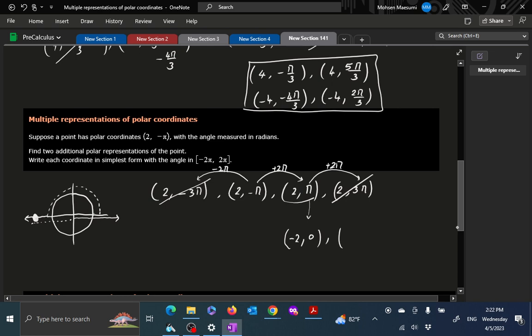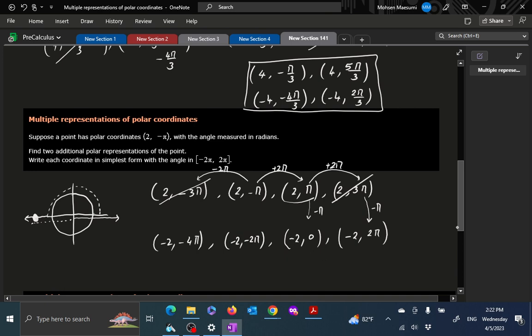Okay, now I can add 2 pi to this thing, so it becomes minus 2 and 2 pi. So the other option I had was to subtract pi from that one. Minus pi brings me to 2 pi. If I go to the left of this thing, I will have minus 2 and minus 2 pi. And then left again, I will have minus 2 and minus 4 pi.